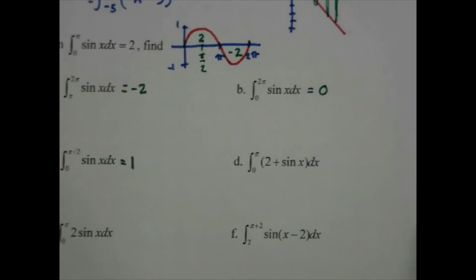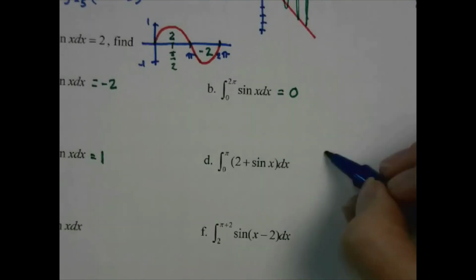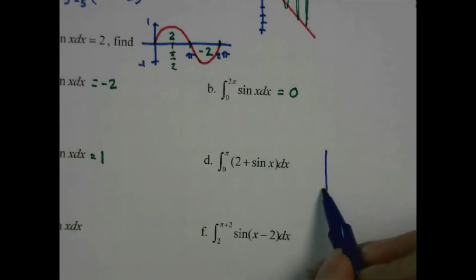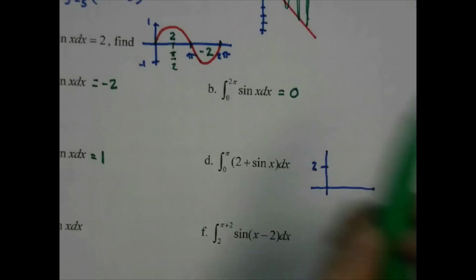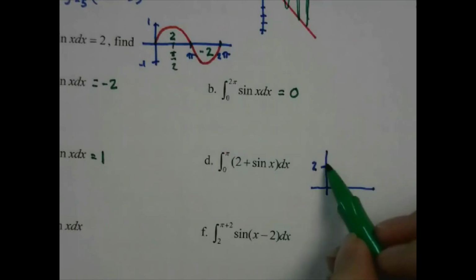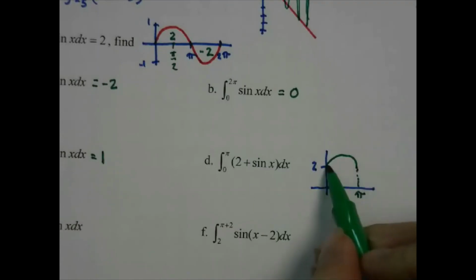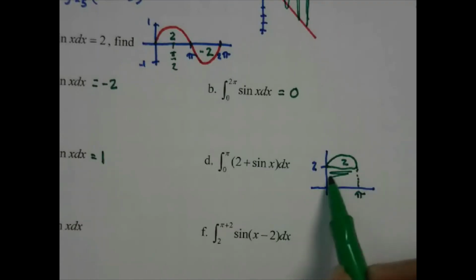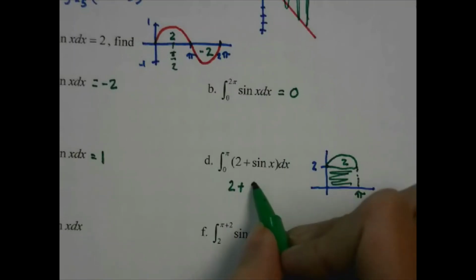For 2 plus sine, we're going from 0 to pi. So what's going to happen here is the bump is going to go from here to here. So this area is going to be 2, but we still need this area as well. So we're going to have the 2 plus the area of this rectangle, which is going to be 2 times pi.